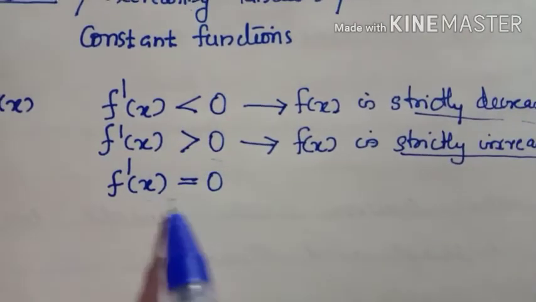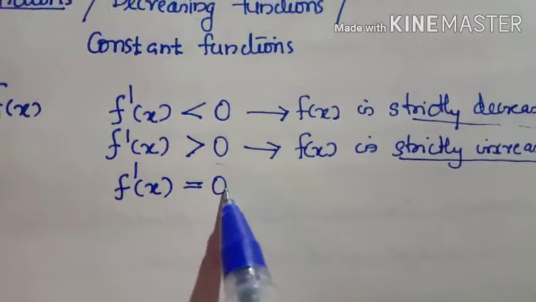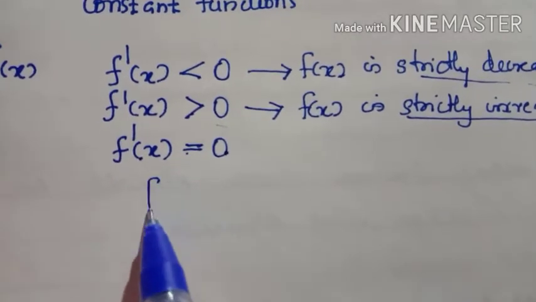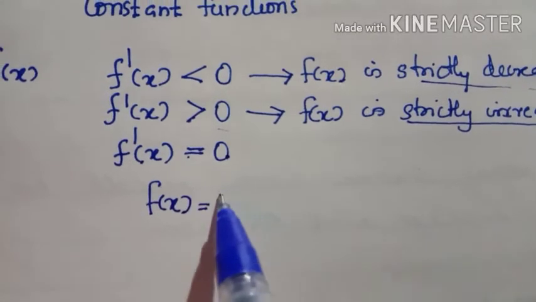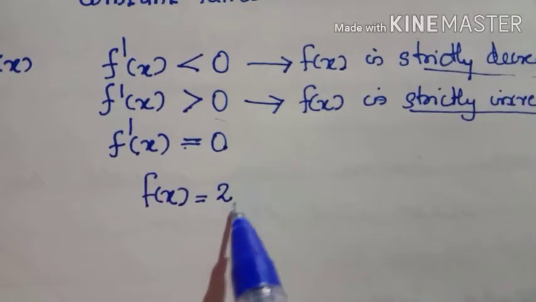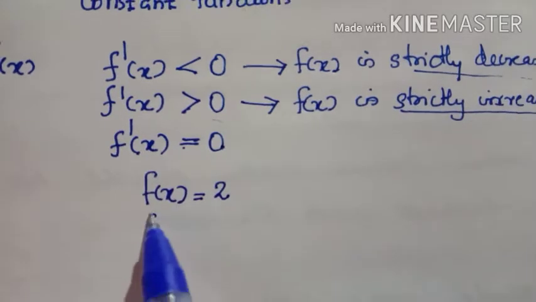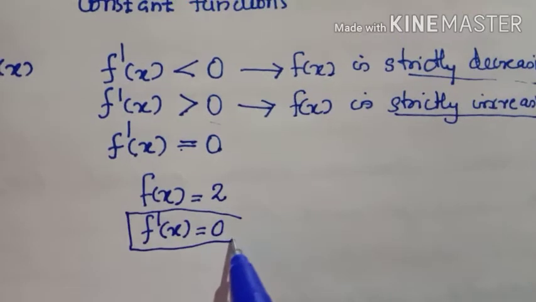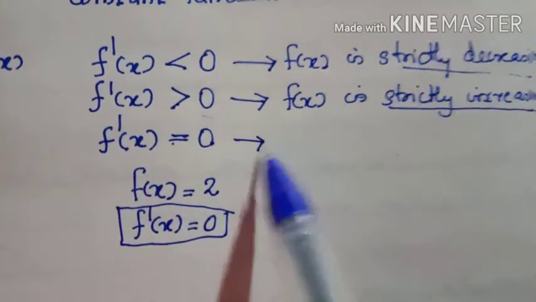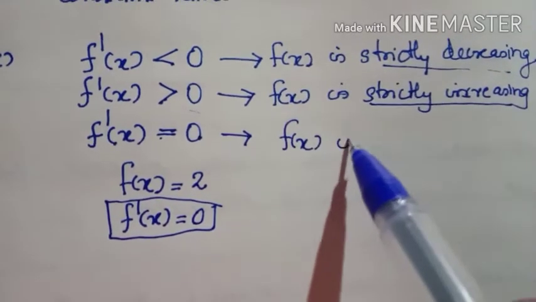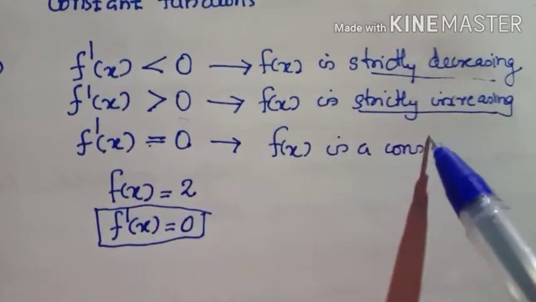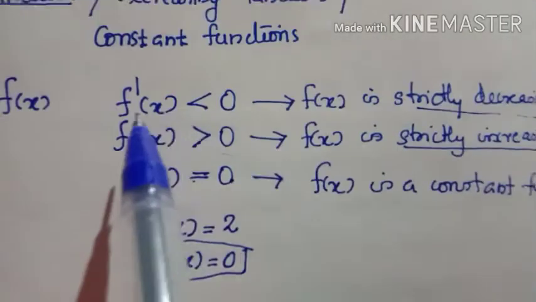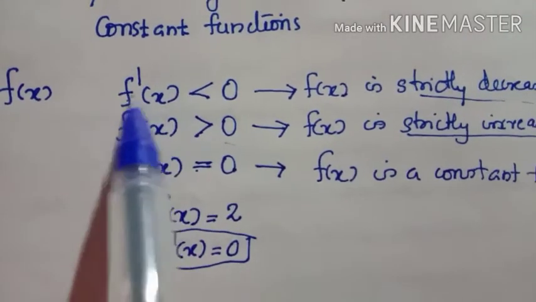Now, what about f dash of x equal to 0? When we say the derivative is equal to 0, what is the nature of the function f of x? Suppose f of x equals 2. 2 is a constant number. So what is its derivative? f dash of x equals 0. So f dash of x equals 0 only when the given function is a constant, or f of x is a constant function.